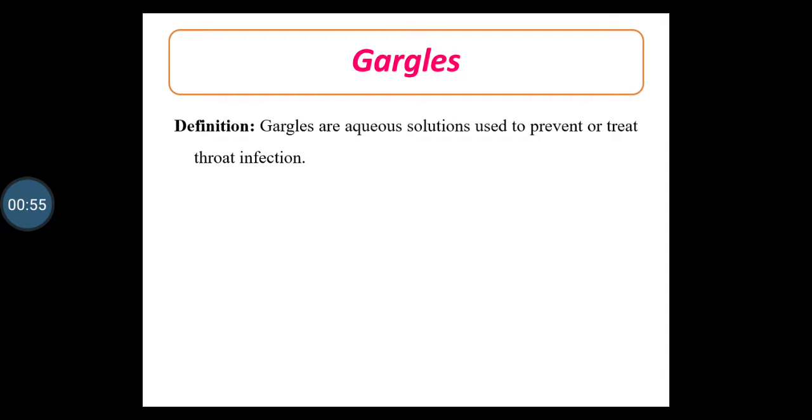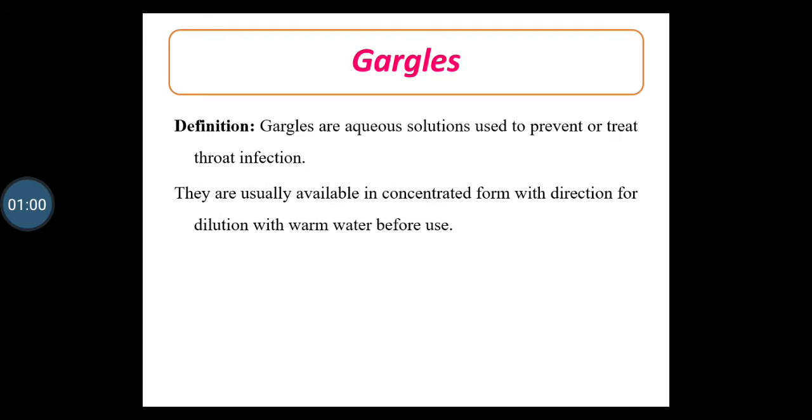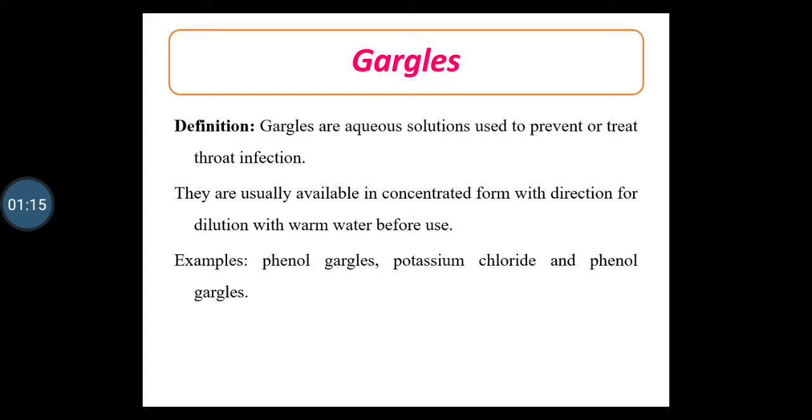Gargles are aqueous solutions used to prevent or treat the throat infection. They are usually available in concentrated form with direction for dilution with warm water before use. They are brought into intimate contact with the mucous membrane of the throat and are allowed to remain in contact with it for a few seconds before they are thrown out of the mouth. They are used to relieve soreness in the mild throat infection.